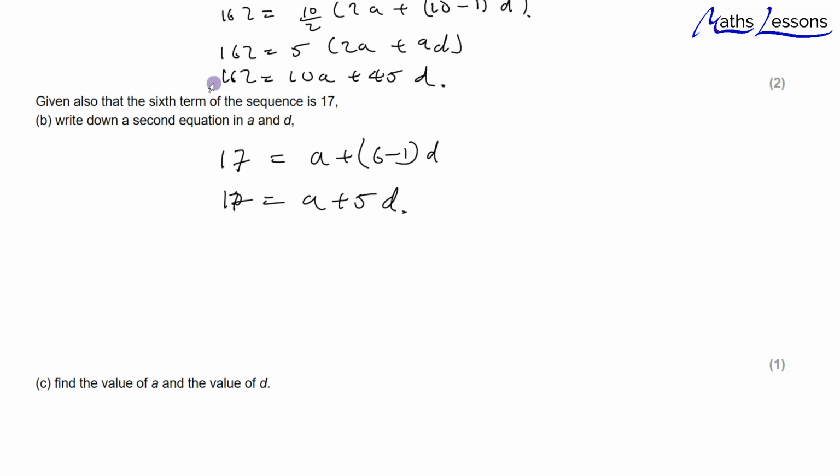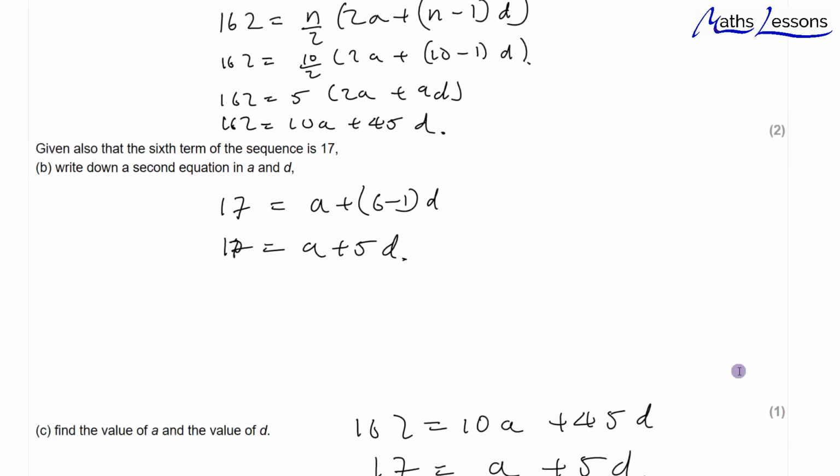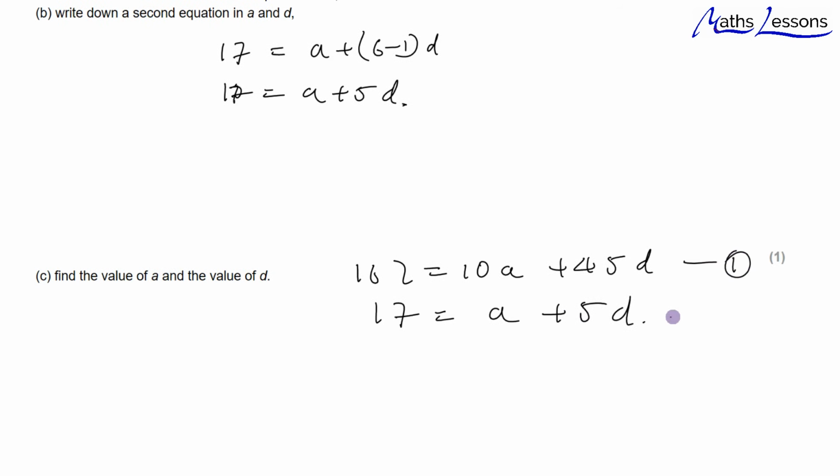Right, so all we had to do is solve these simultaneous equations here. Personally, I think possibly timesing this one by 9 might be the easiest way to do it, or you could timesing by 10, because timesing by 10 is always easy, isn't it? You've got 10a and a. So let's just write out the 2 equations. 162 equals 10a plus 45d. And then we got 17 equals a plus 5d. We're going to call that equation 1 and that equation 2.